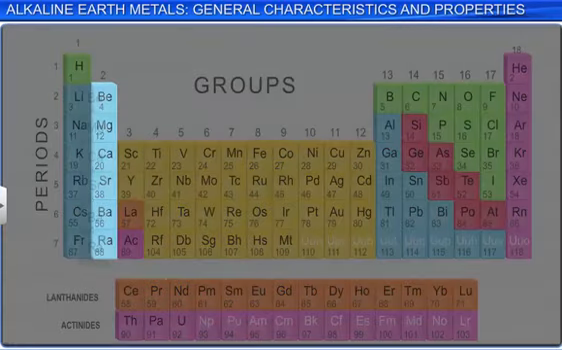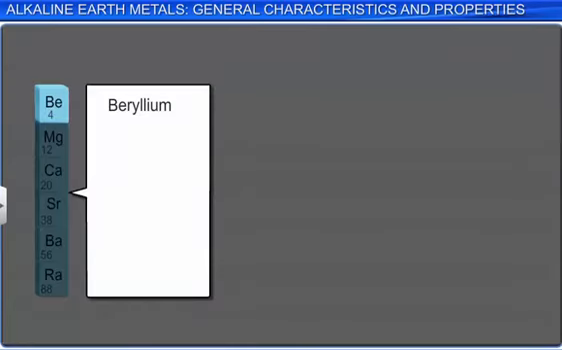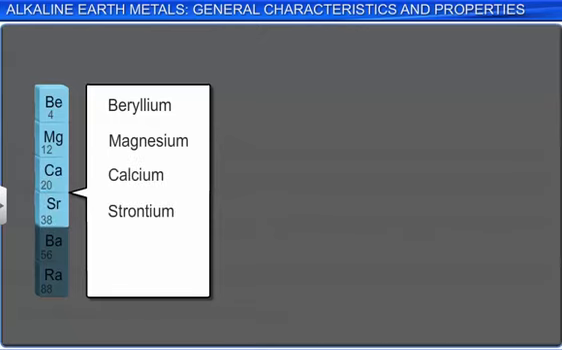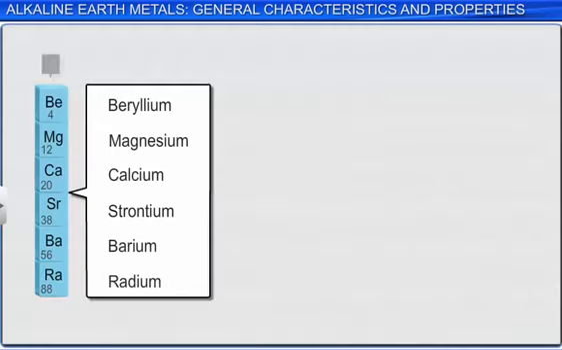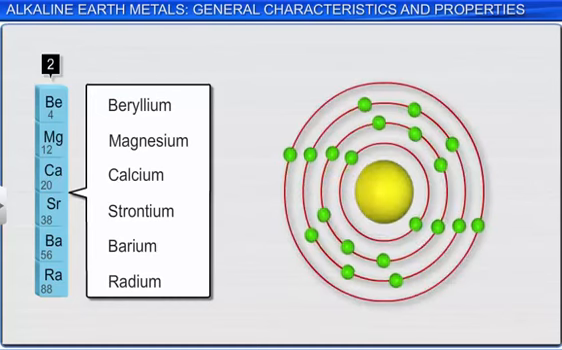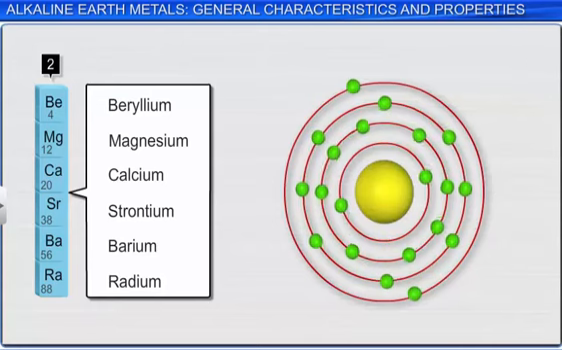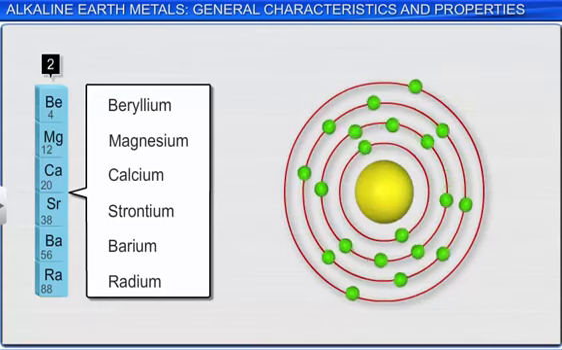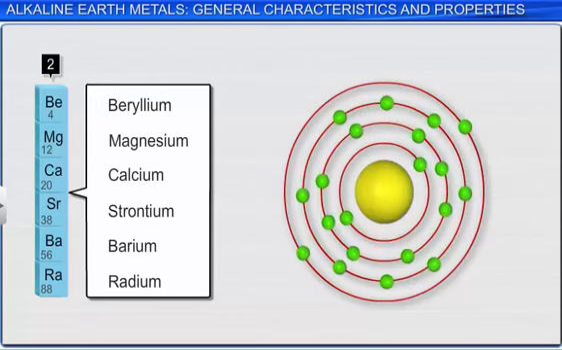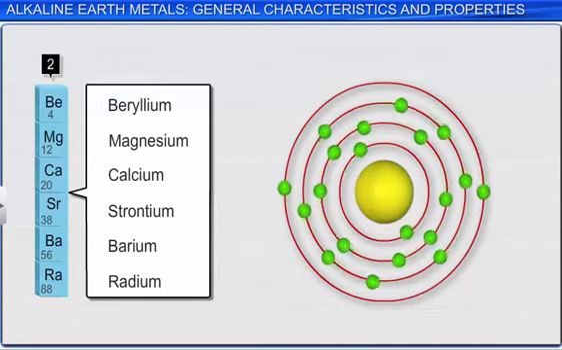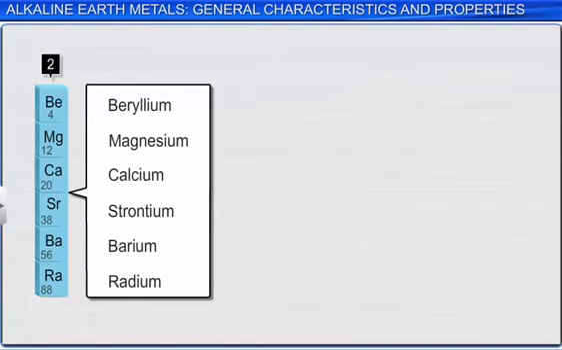The alkaline earth metals, which include beryllium, magnesium, calcium, strontium, barium, and radium, are found in group 2 of the periodic table. They all have 2 valence electrons. The alkaline earth metals are not found as pure elements in nature, only in compounds. These elements, with the exception of beryllium, are known as alkaline earth metals.